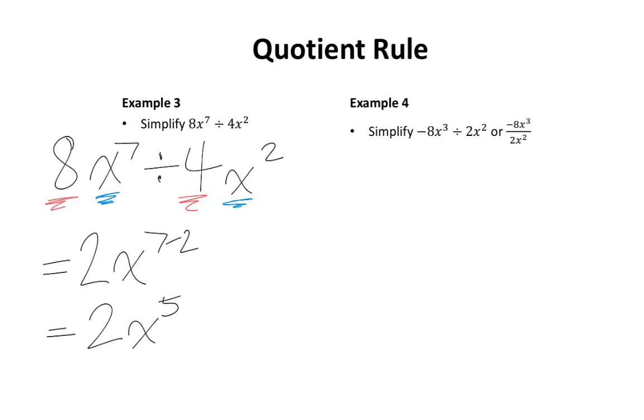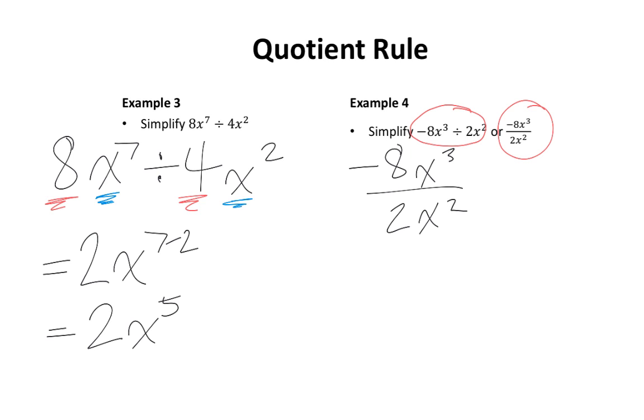Now, I've expressed this question with a division sign, and I've expressed it as a fraction. They mean exactly the same thing. So let's work with the fraction. Let's take a close look at the coefficients. I have a coefficient of negative 8 and I have a coefficient of positive 2. Since this is division, you're going to divide those two numbers. Negative 8 divided by positive 2 is negative 4.